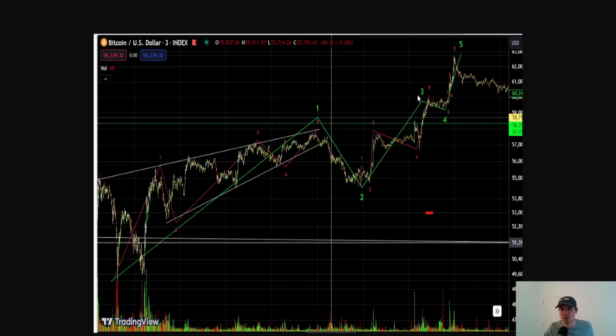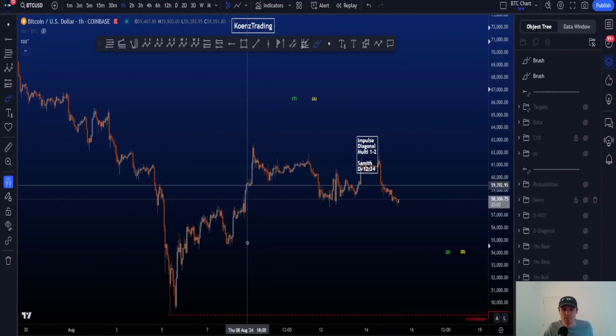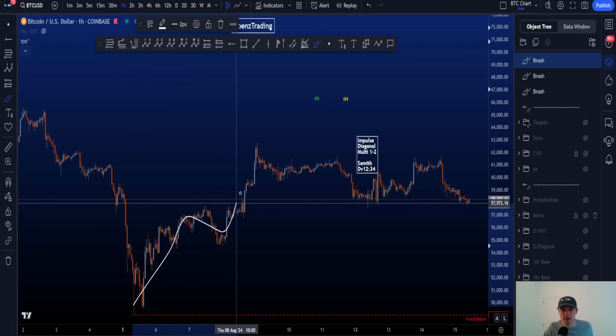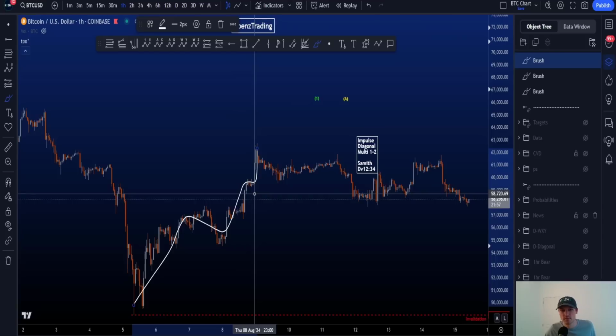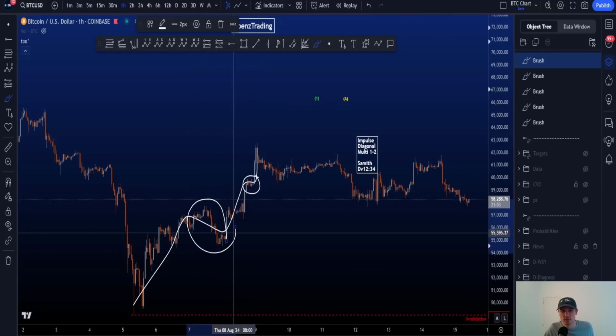So 1, 2, 3, 4, and then an impulsive move up in a wave of 5. So if I would go to the 1 hour time frame, basically what we look for in that case is a wave 1, 2, then a 3, 4, and a wave 5. So this is your wave 4 matching your wave 2.